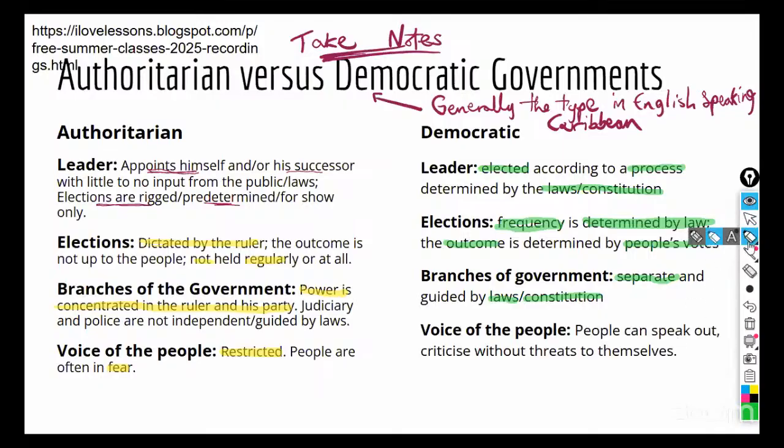And then voice of the people. So people are allowed to speak out. They will not get punished. They will not get threatened. Their family will not get mistreated or abused. They will not be thrown in jail, etc.